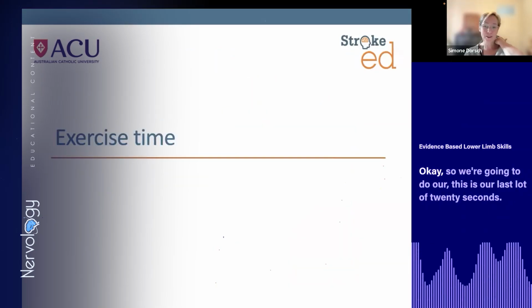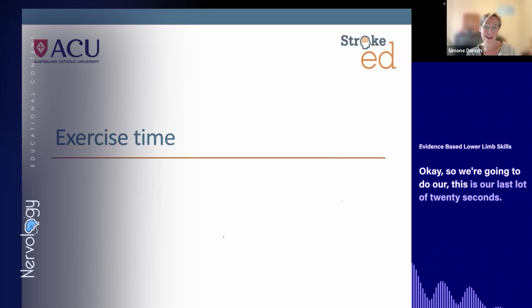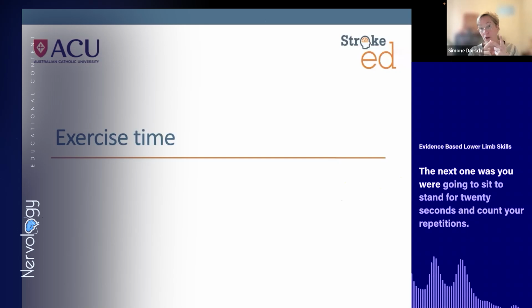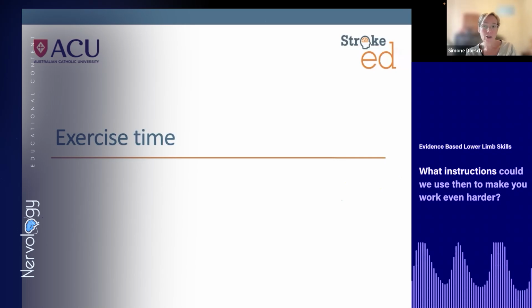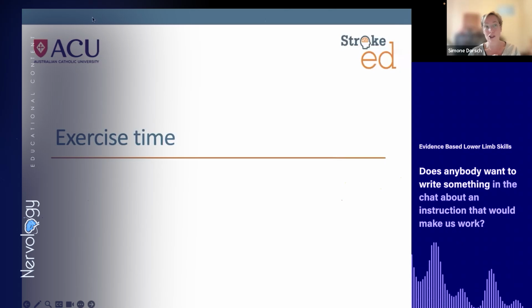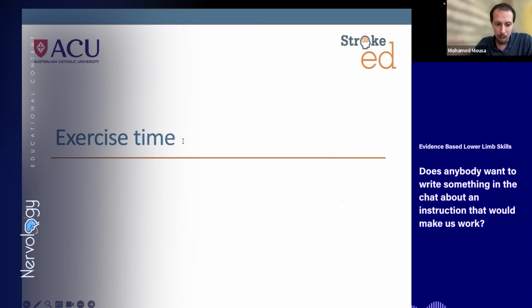Okay, so this is our last lot of 20 seconds. Remember, you had a very bad instruction where you weren't given any proper instruction. The next one was we're going to sit to stand for 20 seconds and count your repetitions. What instructions could we use then to make you work even harder? Does anybody want to write something in the chat about an instruction that would make us work harder?